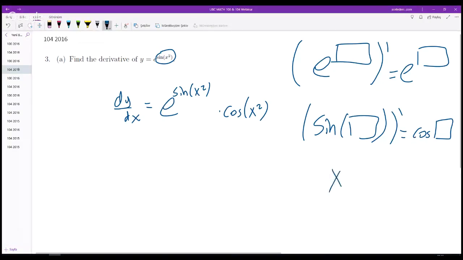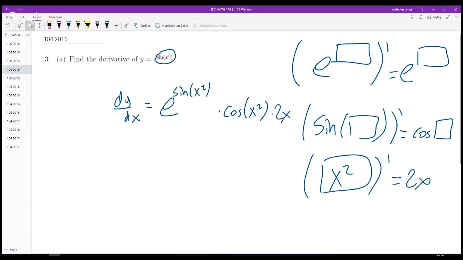At last, we have x squared. So ask yourself, what's the derivative of x squared? And the answer is very simple, 2x. So multiplication of all these three gives you the derivative, right? So this was a very informative chain rule question. Just follow these steps and you will be able to solve all chain rule questions.